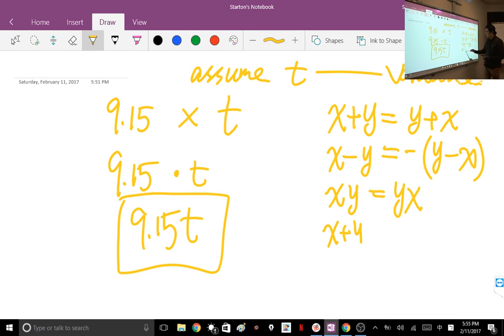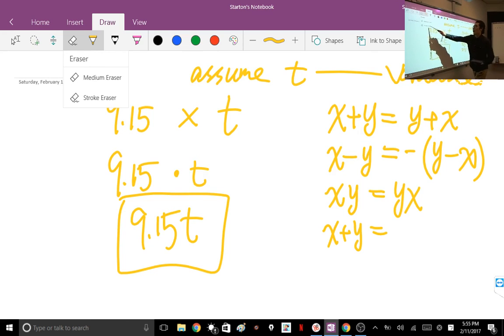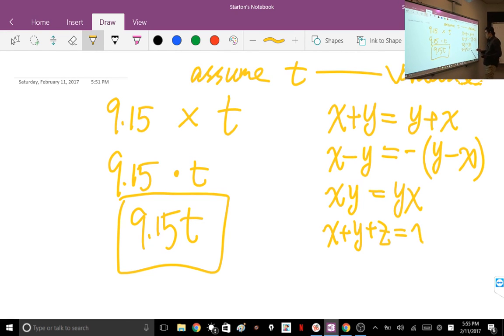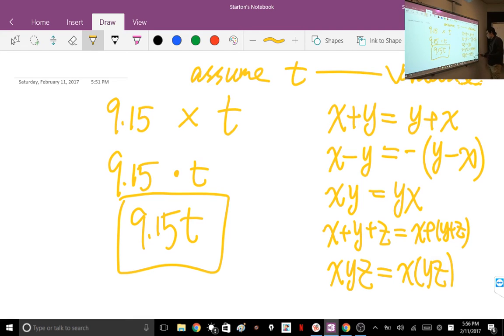X plus y equals, for the association rule, we at least need three variables. X plus y plus z will equal x plus y and z added together first. So if we add the last two together, this will be the same result. Same thing for the multiplication. X times y times z will equal x times y and z multiplied together first. This is called the association rule.